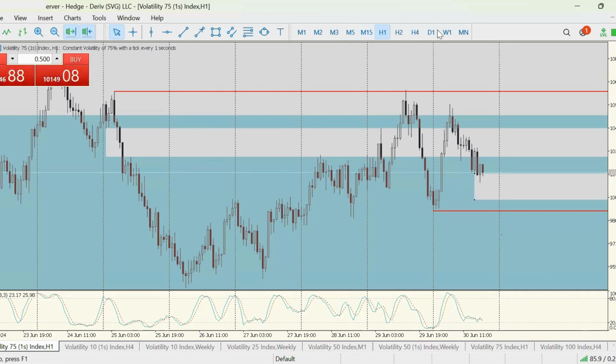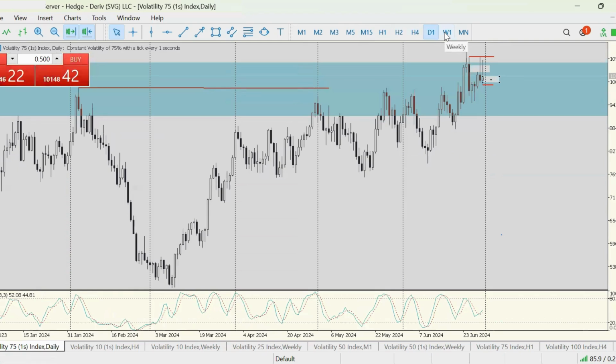So my bias for this pair, this event 5, we are bearish. But we're only going to enter trades based on the conditions which I have just explained.